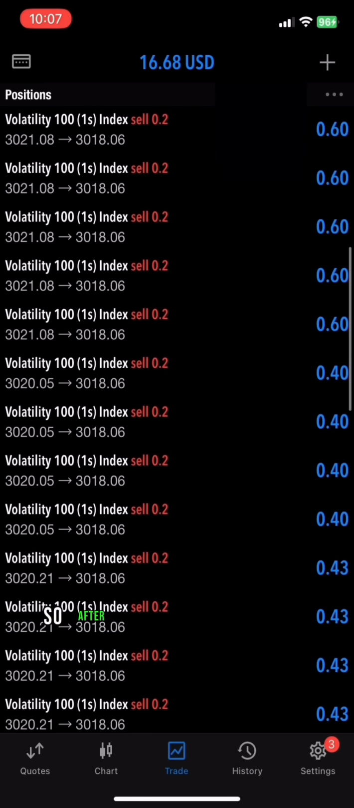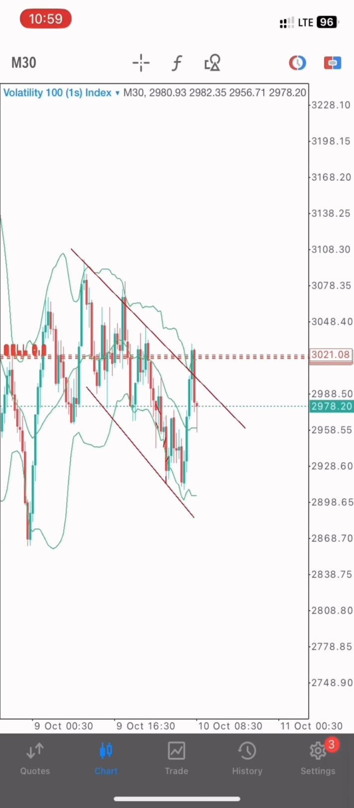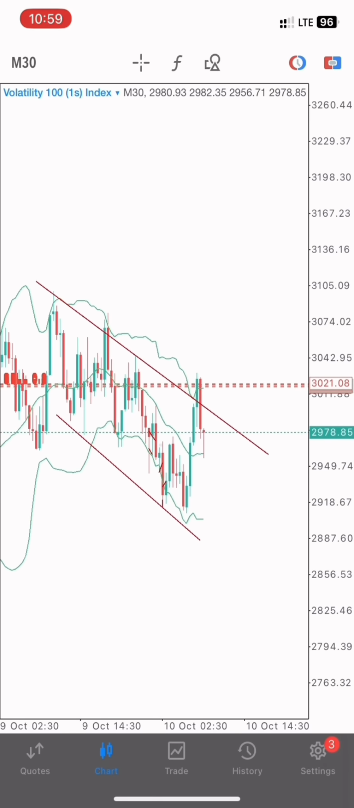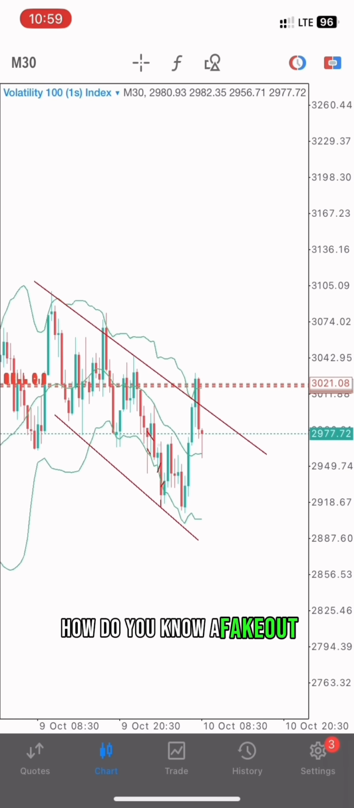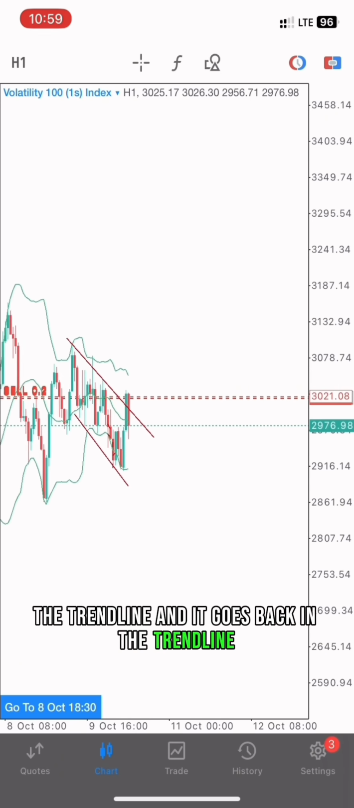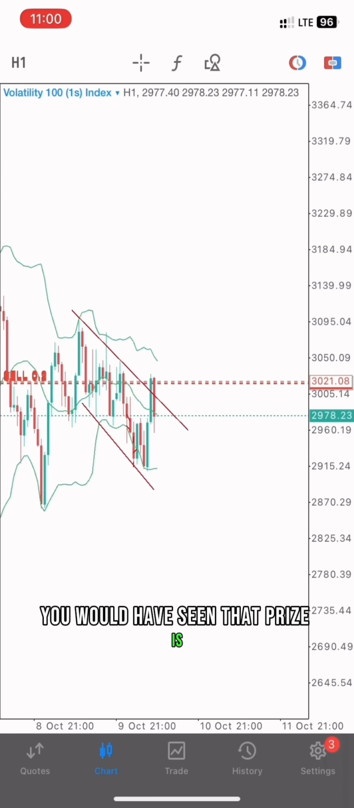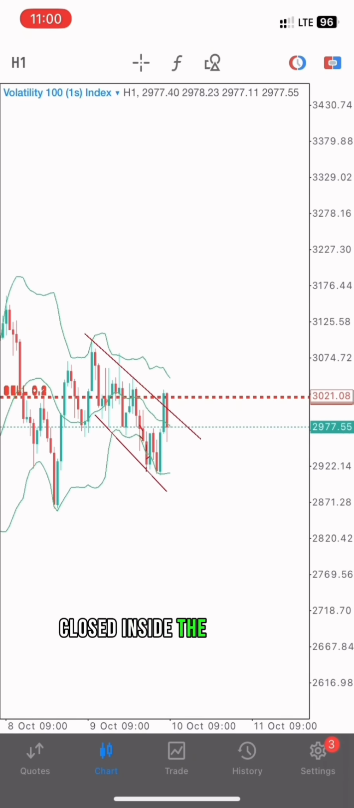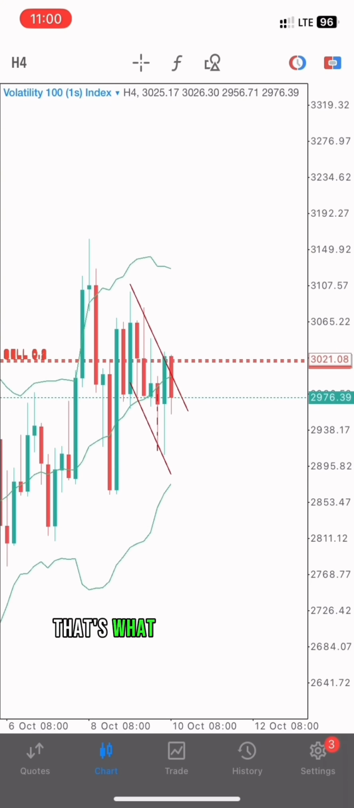So after a lot of time, we know this was a fake out. This was a fake out. How do you know a fake out? When a trade has broken the trend line and it goes back in the trend line, if you go to the higher time frame, you would have seen that price closed inside the trend line, meaning it's a fake out, so that the early buyers could blow their account. That's what the market does.